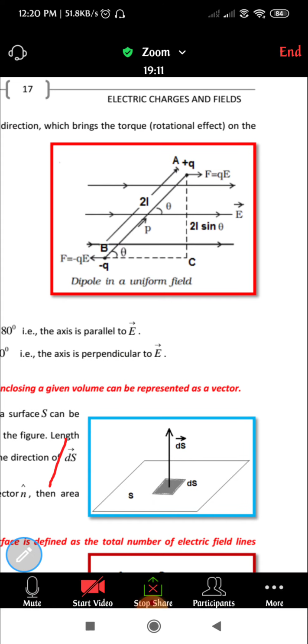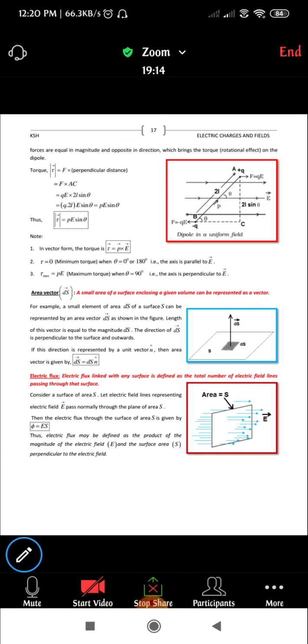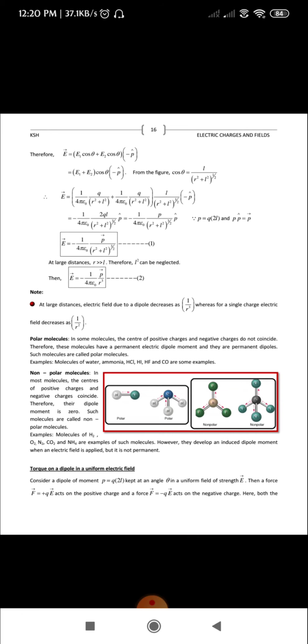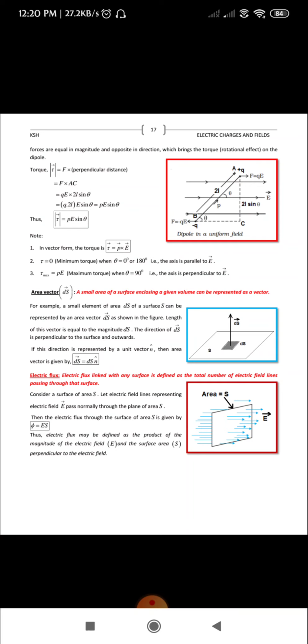So now it's time to derive the mathematical expression. Here I'll read out the explanation of the figure. Consider a dipole of moment p equal to q into 2l kept at an angle theta in a uniform field of strength vector E. Then a force vector F equal to plus qE acts on the positive charge, and a force F equal to minus qE acts on the negative charge. Here both forces are equal in magnitude and opposite in direction, which brings the torque, a rotational effect, on the dipole.